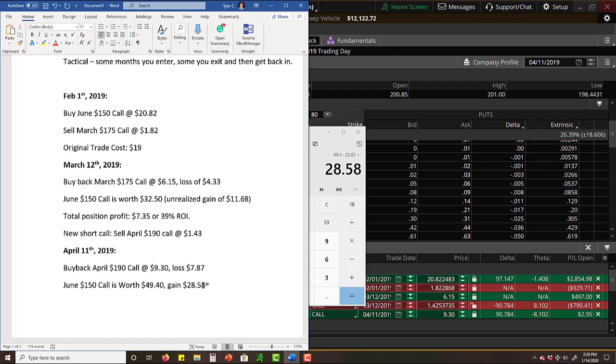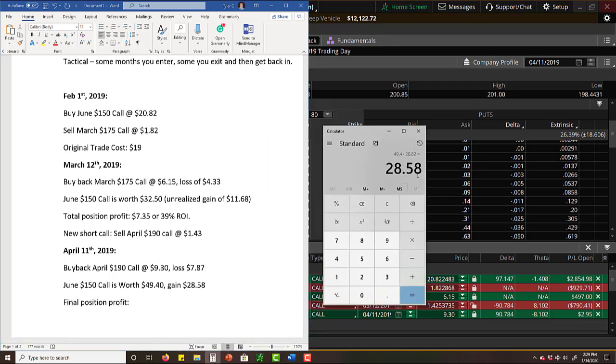Okay. So, final position profit. I made $28.58 on my long call. I lost $7.87 on the short call that month. But on the prior month, I lost $4.33. So if you take into account the losses on both short calls and the gain on the long call, you made $16.38 over those 2 months.